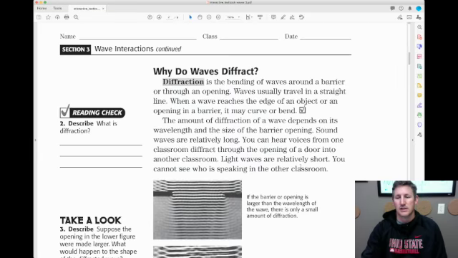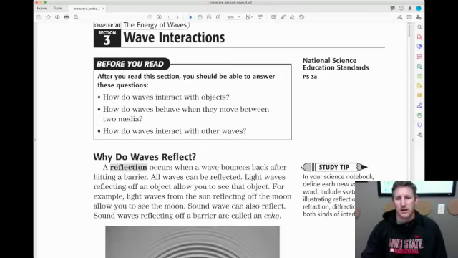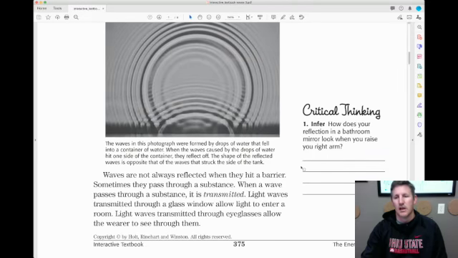So let's take a look at the critical thinking here. How does your reflection in the bathroom mirror look when you raise your right arm? So when you raise your right arm, what happens? It's kind of the same thing as when you're videotaping here. When I raise my right arm, what happens to that? Answer that question right now.